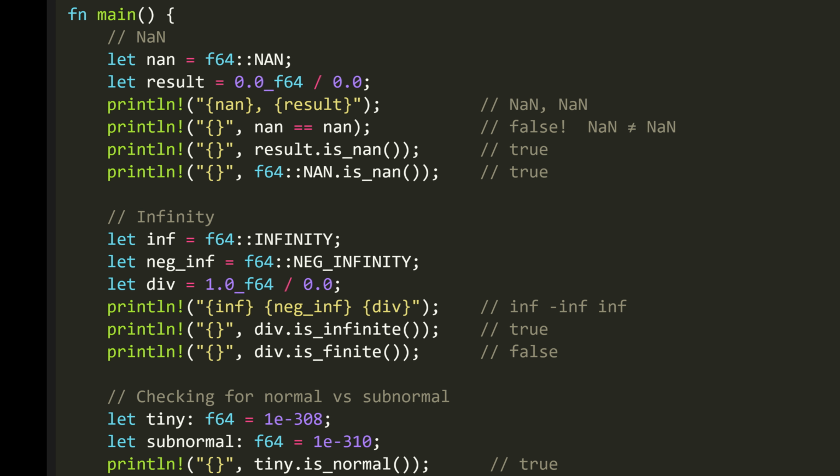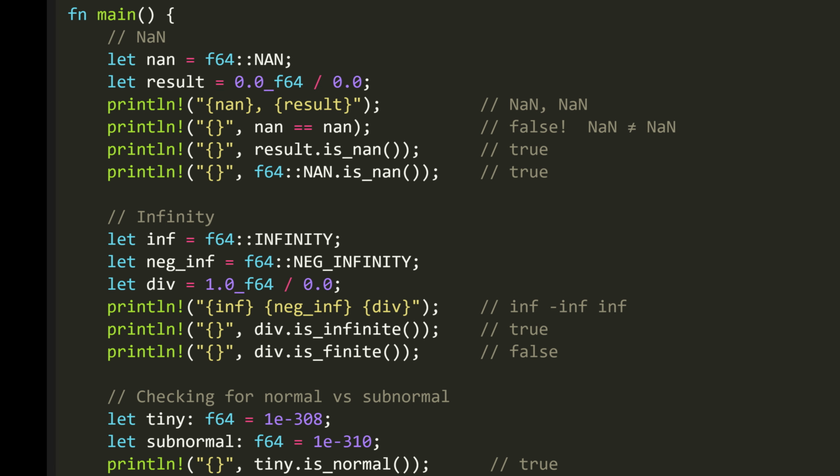In Rust, NaN means not a number, and happens when you do something like 0 divided by 0. The tricky thing about NaN is that it never equals itself. So if you try to compare two NaN values, they will always be false. To check if something is NaN, you must use the is_nan method.